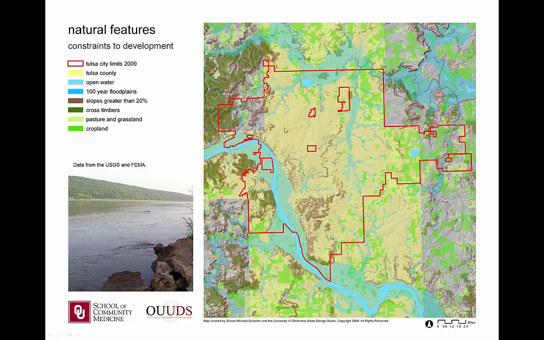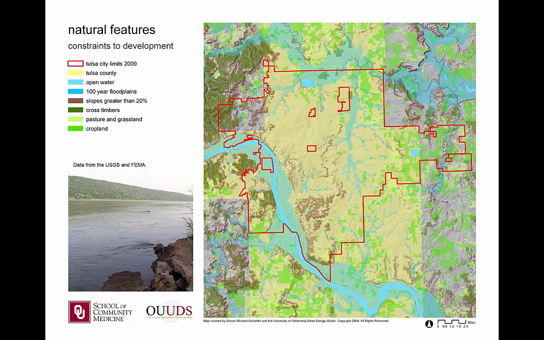It's worth noting that portions of the city of Tulsa lie outside of Tulsa County. This area to the northwest is in Osage County, formerly the Osage Indian Reservation. This panhandle in the east is in Wagner County. Now, this first map shows us the natural features of the region. It essentially shows what was here before development, before the city was founded.